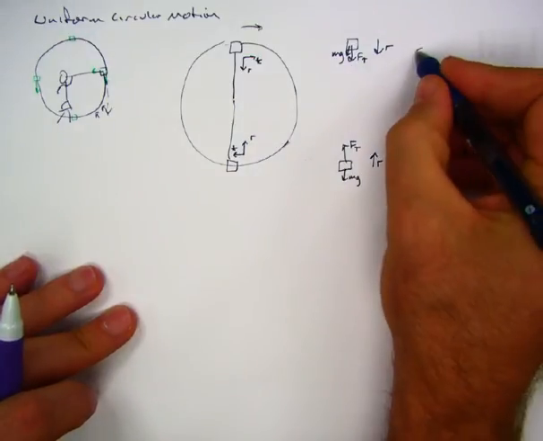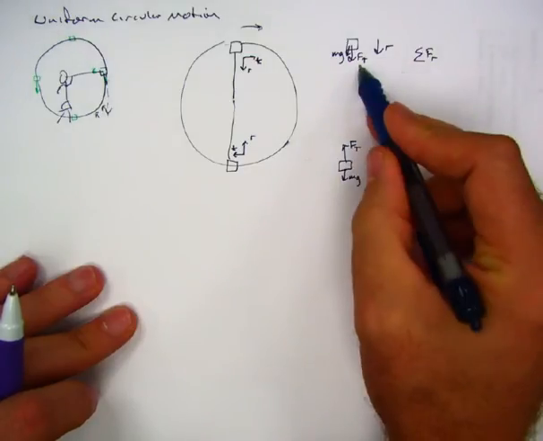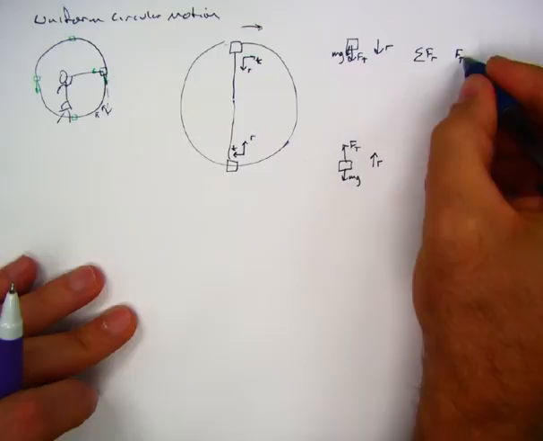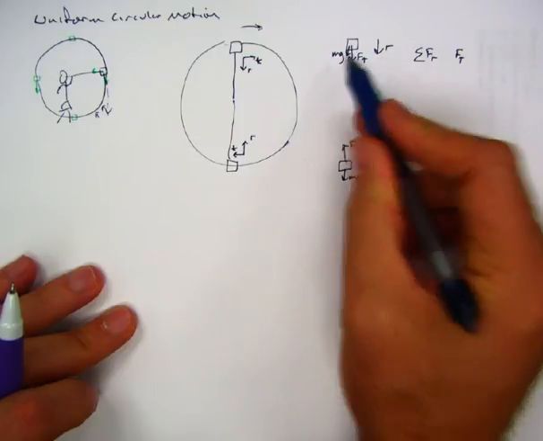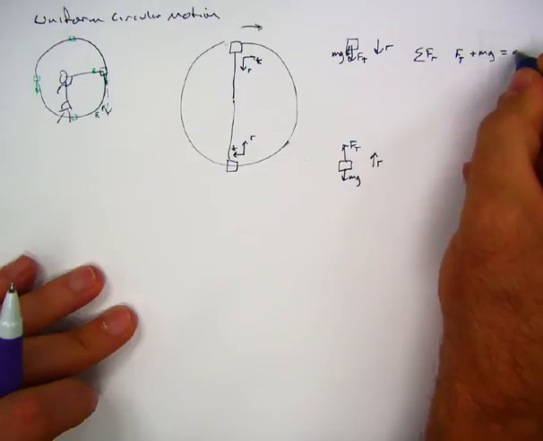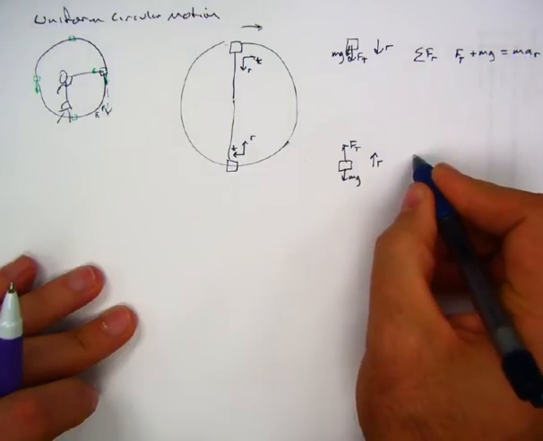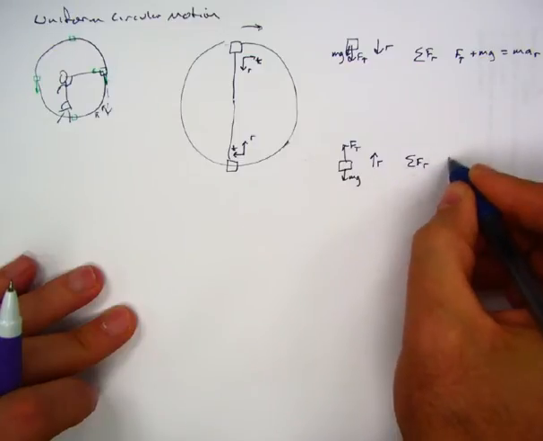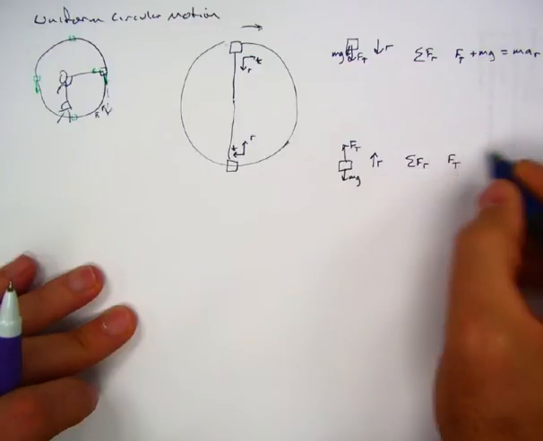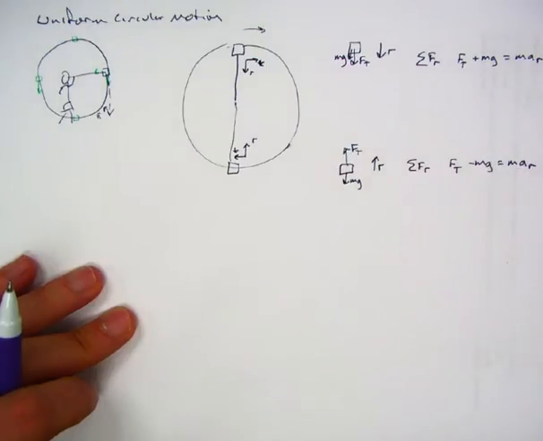If I apply Newton's second law, sum of the forces radially, I get Ft is positive because it's towards the center, and mg is positive towards the center, equals mass times acceleration radial, and here I get sum of the forces radially, Ft, and minus mg equals mass times acceleration radial.